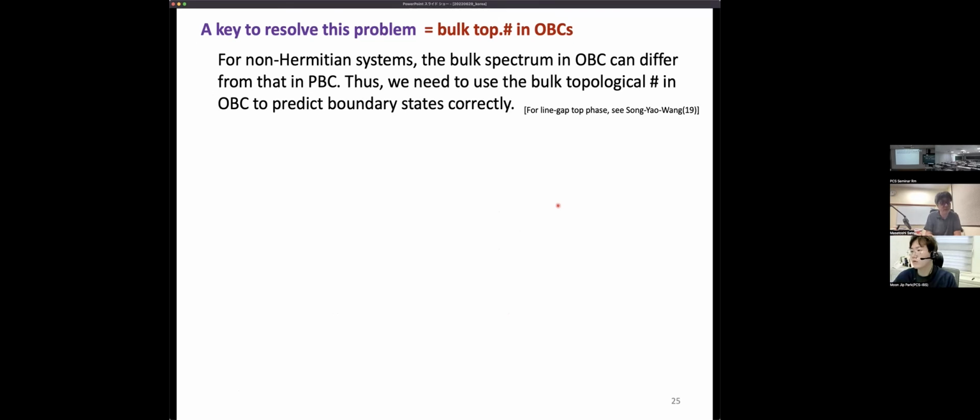The solution to this problem is very simple. Actually, the key to resolve this problem is to use the bulk topological number in open boundary conditions. Different from conventional Hermitian systems, for non-Hermitian systems, the bulk spectrum in open boundary conditions can differ from that in the periodic boundary condition because of the non-Hermitian skin effect. That's why we need to use a bulk topological number in open boundary conditions to predict the boundary state correctly.